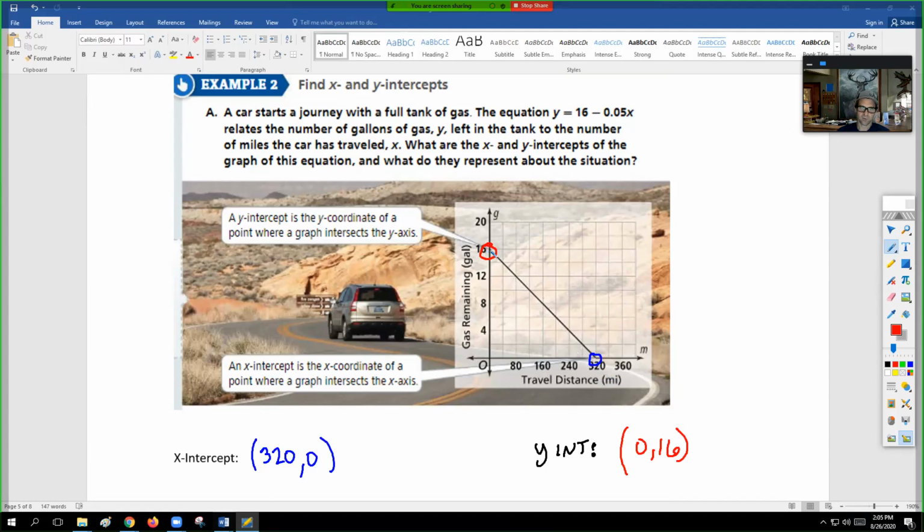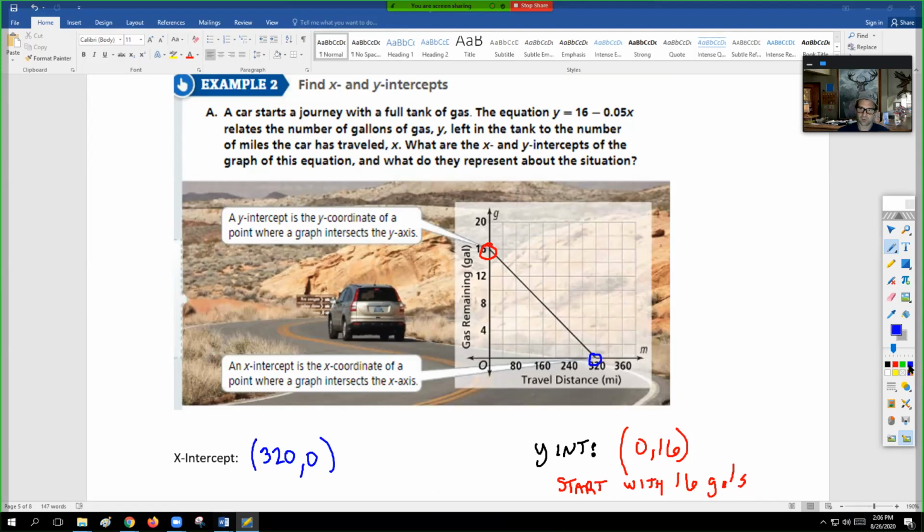The y-intercept, where's that point located? Over 0, up 16. Now, what does that mean to our story problem? I think the y-intercept's the easiest one to figure out. Remember, x represents the miles we traveled. y represents the gallons that are in the car. Well, that means if we travel 0 miles, we would have 16 gallons. Or we could just say from there, we start with 16 gallons.